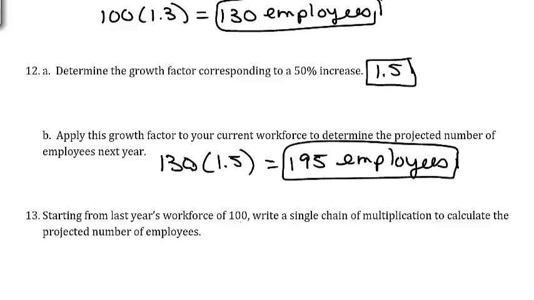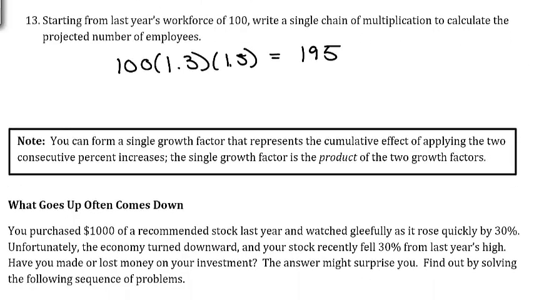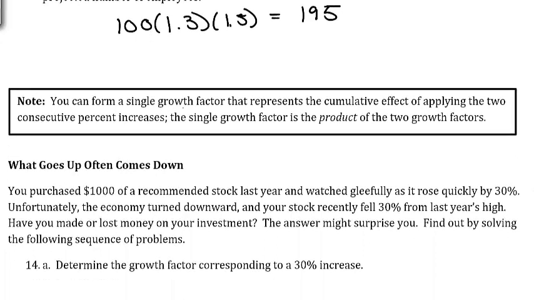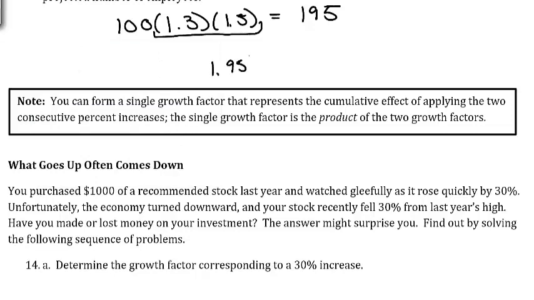Starting from last year's workforce of 100, write a single chain of multiplication to calculate the projected number of employees. So that would be 100 times our first growth factor of 1.3 times the second growth factor of 1.5. And so if you calculate that out, you will get 195, just like we got doing it in 2 steps. So again, this box is just saying that you can do a single growth factor by multiplying these two things out. And so if we take 1.3 times 1.5, we get a growth factor of 1.95. So that would be an increase of 95%.